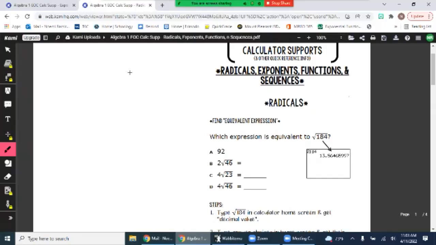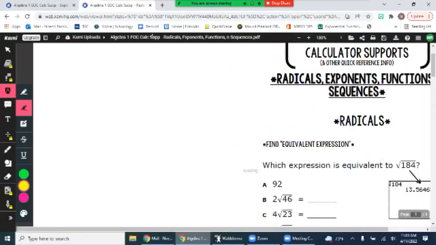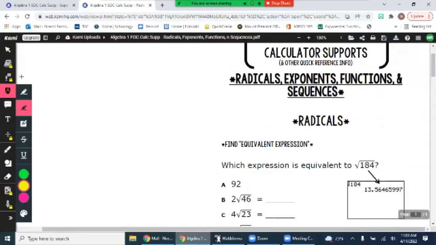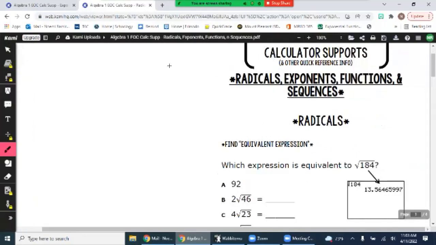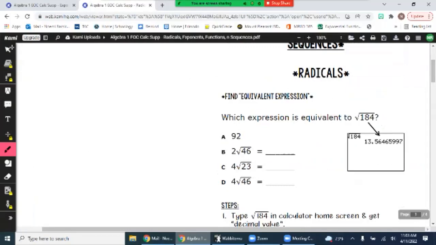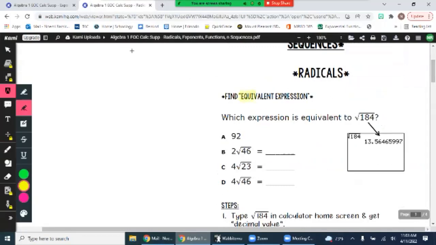Okay. So with radicals, exponents, functions, and sequences. Radicals, one of the most helpful tricks that I'll be able to show you is within this packet. There's also going to be another one that we're going to see on Thursday. Anytime you see the words equivalent expression or find an expression equivalent to, big keyword. A lot of questions in the STAR test have those two words. Which expression is equivalent to, and so forth.